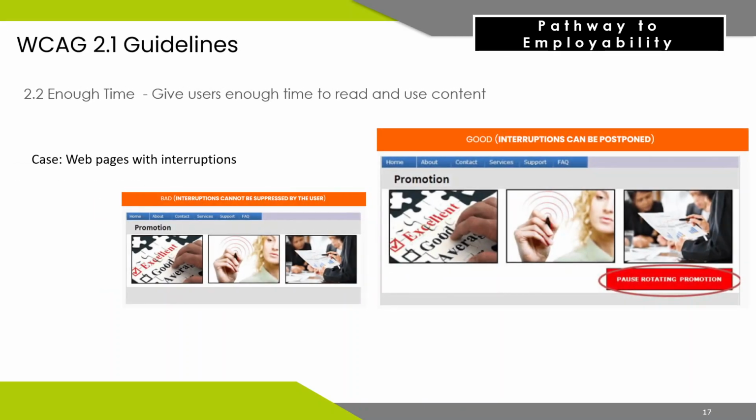Level AAA. Ensure timing is not an essential part of the event or activity presented by the content, except for non-interactive audio/video. Ensure interruptions can be postponed or suppressed by the user, except interruptions involving an emergency. When an authenticated session expires, ensure the user can continue without loss of data. Ensure users are warned of the duration of any user inactivity that could cause data loss, except when data is preserved for more than 20 hours.